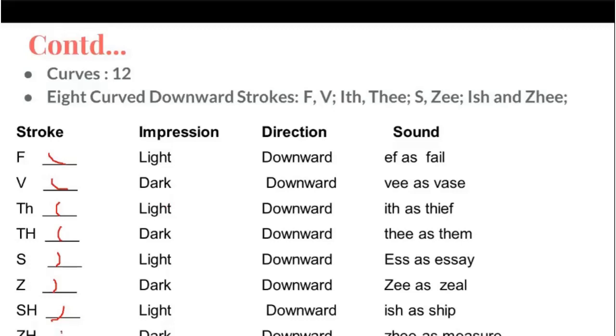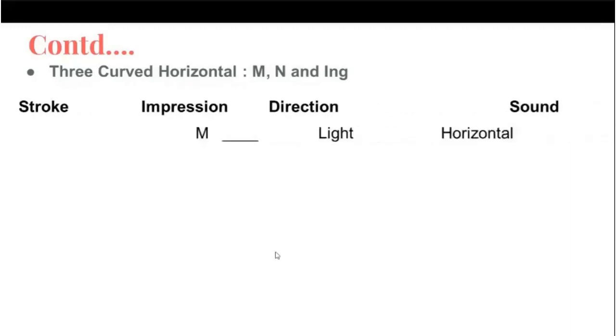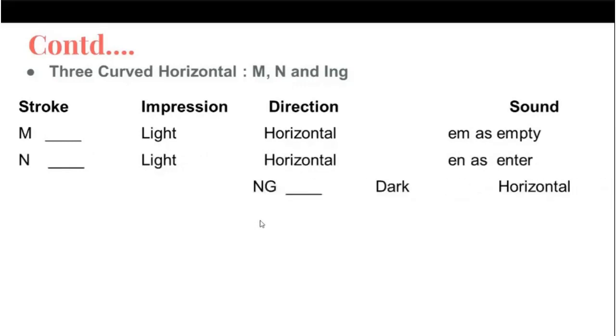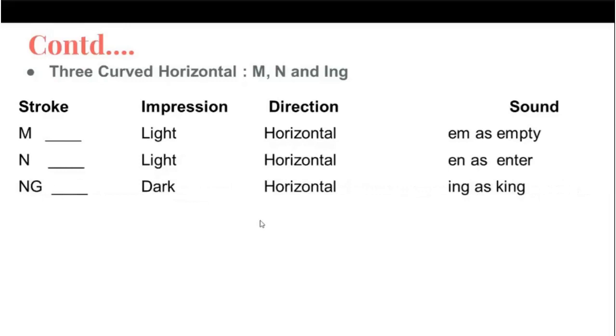And Z is also a curve horizontal. M and N, these are called nasals also. M, it is a light stroke, horizontal stroke. M as in empty. N, it is a light stroke, horizontal stroke. N as in enter. Ing, it is a dark stroke, horizontal stroke. Ing as in king.